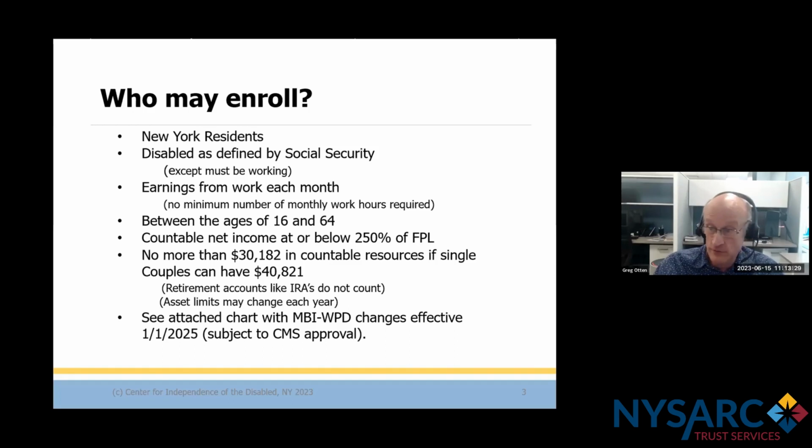So the resource limit for Medicaid buy-in was raised up to the same as the regular, because basically they raised it that much. 30,182 for a single, 40,821 for a couple. One specific enhancement to Medicaid buy-in is that retirement accounts like IRAs and 401ks don't count. The underlying value of the asset is not counted. The income from the asset is counted as income. And again, as Sarah said earlier, all of these resource and income limits will change each year because the poverty guidelines change each year.